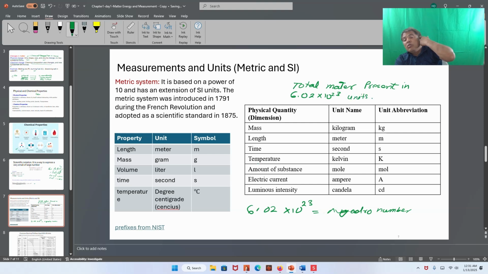If they are molecules, then how much matter is present in these many molecules? That is 1 mole of molecules. So 1 mole of atoms means these many atoms. One mole of a substance is the total amount present in these many units. We will study the mole in the mole concept also. Right now, just think that the amount of substance is measured in the mole. Electric current is measured in ampere and luminous intensity in candela in SI units.